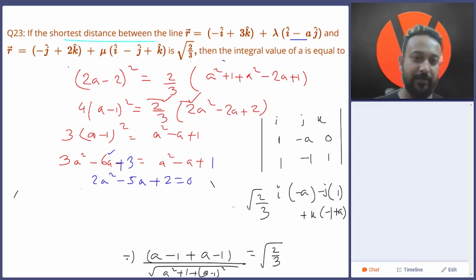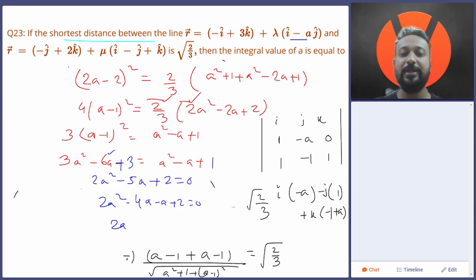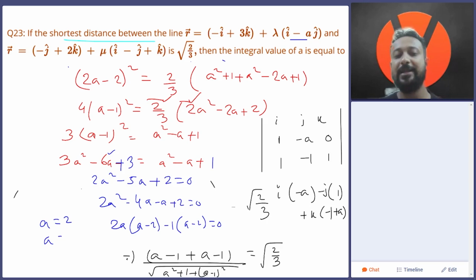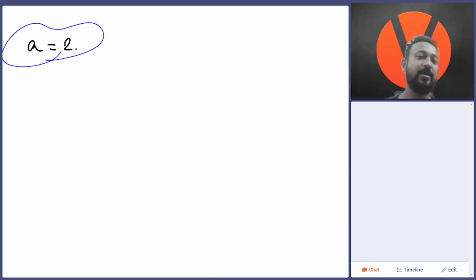Sir, if we do it now, what will happen? 2a square minus 4a minus a plus 2 equal to 0. So very clearly, sir, 2a if I take common, (a minus 2) minus 1 if I take common, (a minus 2) equal to 0. Clear? So I think we got a as 2, sir, and a as half, sir. So a equal to 2. I think they're looking for integer value. Yes or no? Yes, sir. So half will get rejected. So let's see the answer, sir.